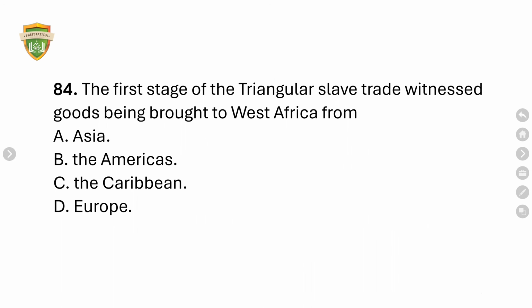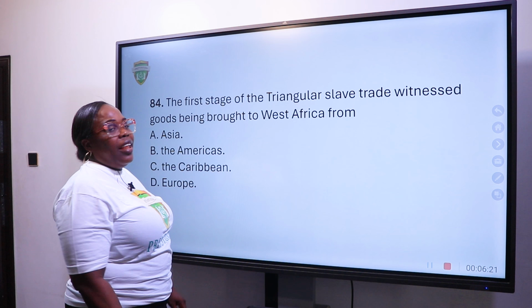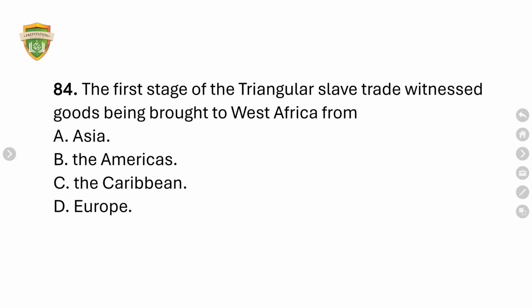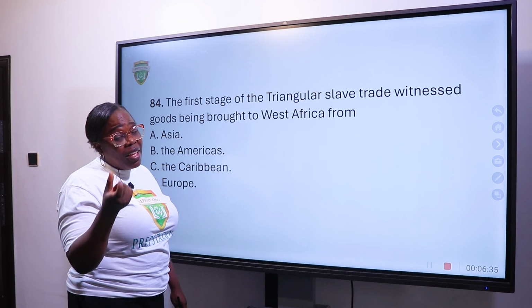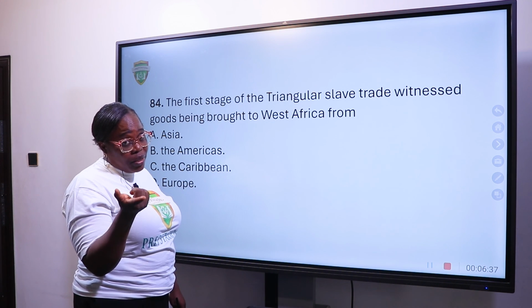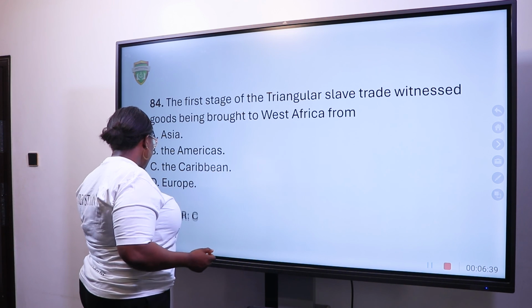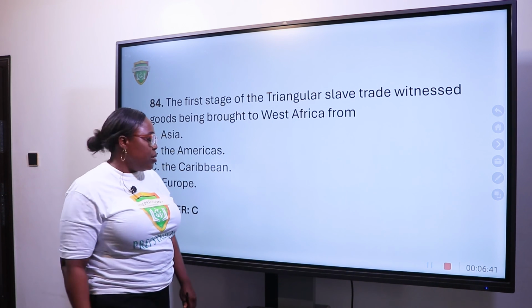Let's continue. Now we have our questions. The first stage of the triangular slave trade witnessed goods being brought to West Africa from Dash. Please, the triangular trade we're talking about is the transatlantic slave trade. Please, don't forget. The answer is C, Caribbeans.